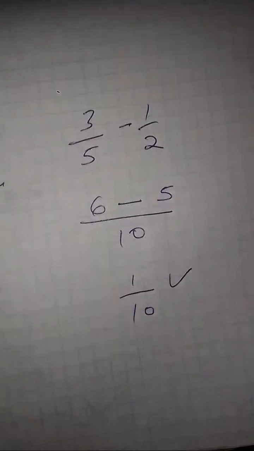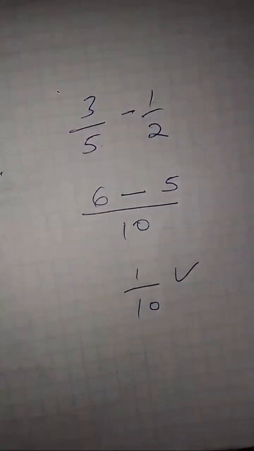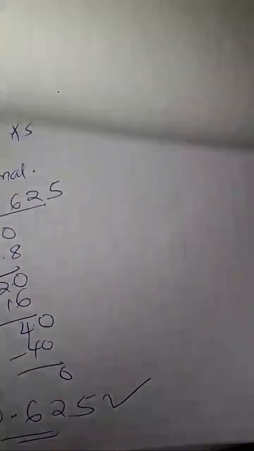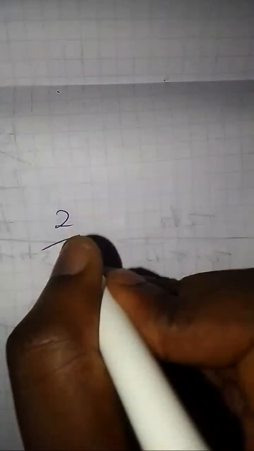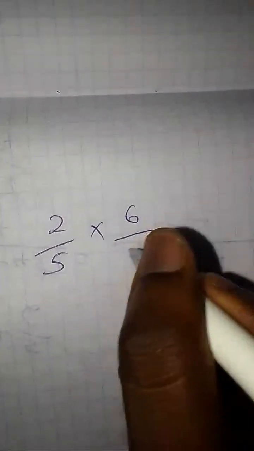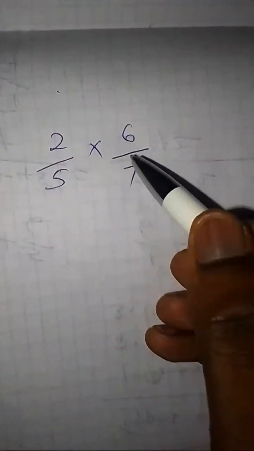So these ones are just simple addition and subtraction. Let's now work out the other part, for the division sign or multiplication. Let's start from multiplication now. So for multiplication, we have a number like 2 over 5 multiplied by 6 over 7.